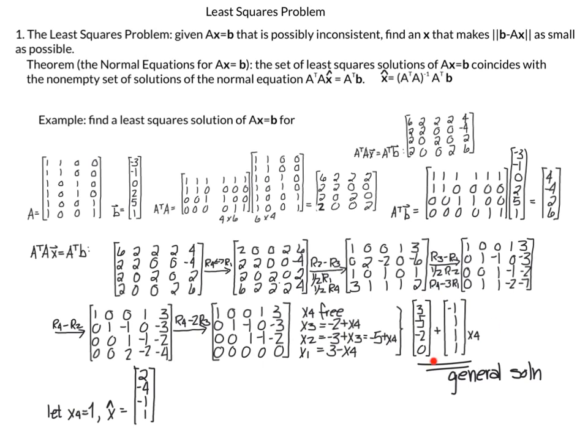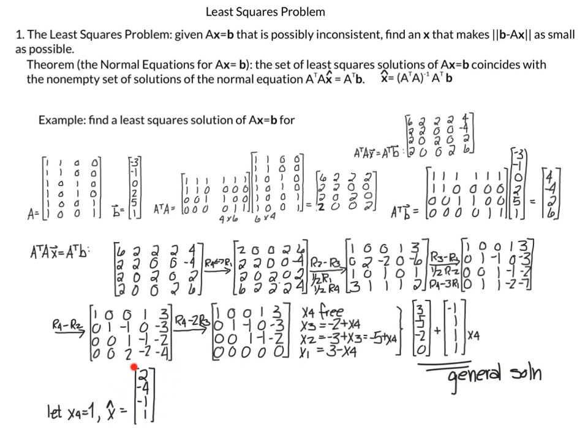So my general solution, my basis vectors, are 3, -5, -2, 0, and -1, 1, 1, 1 times x4. So that means this is my general solution. Because there's a free variable, there are many vectors that are equidistant from the vector b. Here is our original b. And we can choose x4 equal to 1.